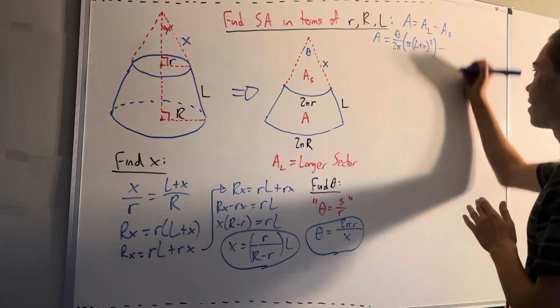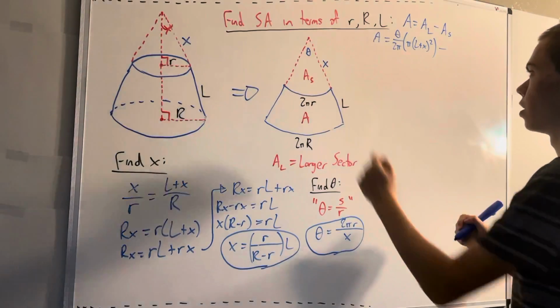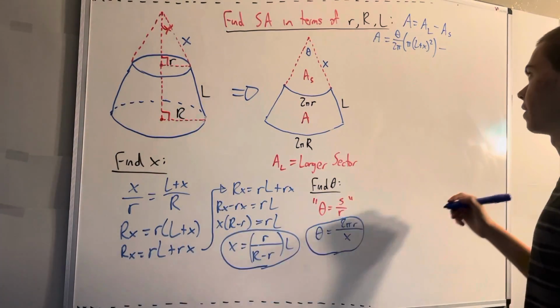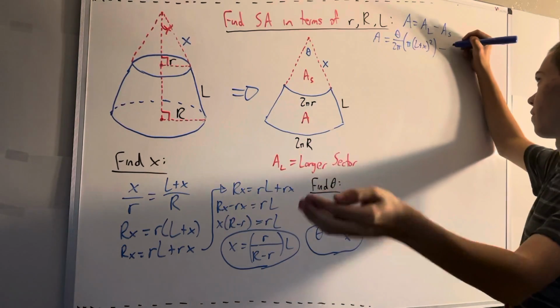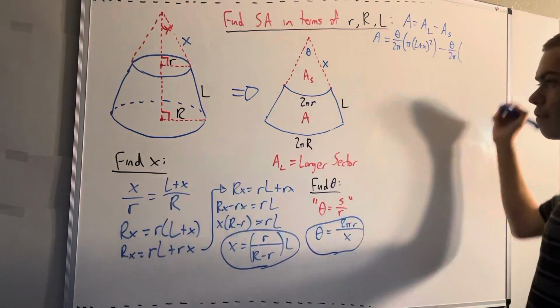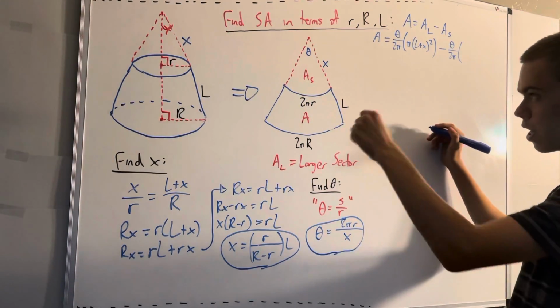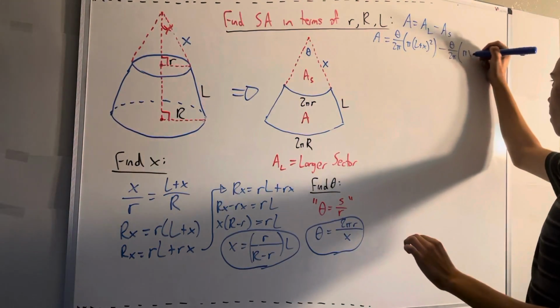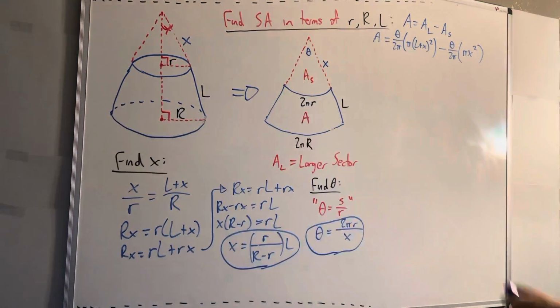All right, and then we subtract the area of the smaller sector, which is just this area right here. Again, it's the same idea for finding the area of a sector: theta over the full 2 pi radians of the circle. And then the area of the circle that forms this smaller sector is pi times the radius squared, or pi x squared. And so this right here is really what we get.